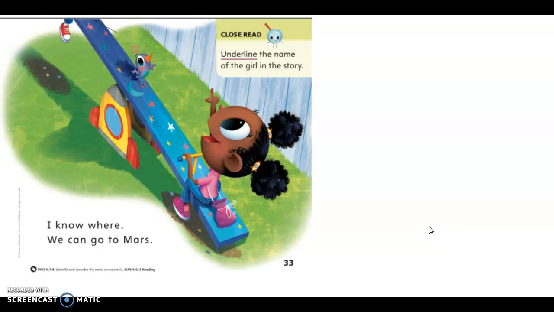Rena is one of the characters and she has a great idea to use her imagination to go to Mars.